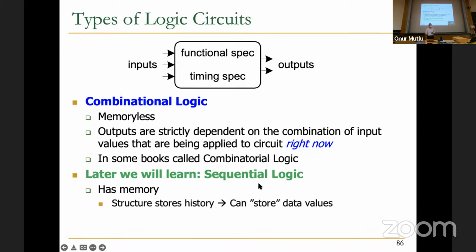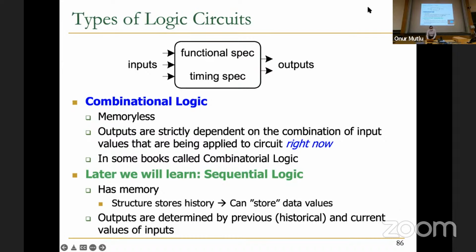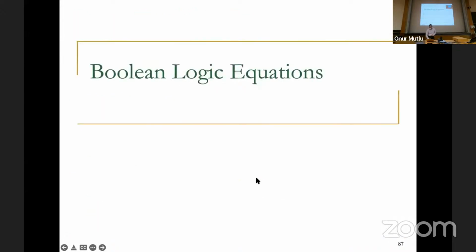Also, we'll learn about sequential logic, which really has memory in the end. And structure stores history. So you can store what you have done previously, what has happened in the past. And based on that, you can determine the outputs. Not just based on that. Outputs are determined by previous history as well as current values of inputs. That's more like a machine, right? So combinational logic is a good building block. In fact, we're going to build sequential logic using combinational blocks as well. We will see how to do that later on when we discuss sequential logic. But all systems are really sequential, implementing sequential logic. Parts of them are combinational, of course. Okay, makes sense?